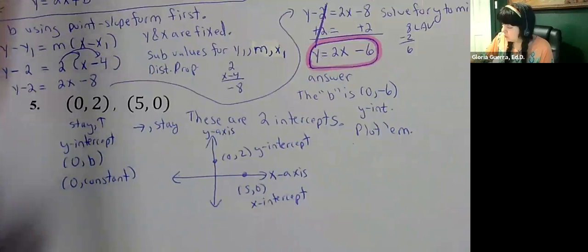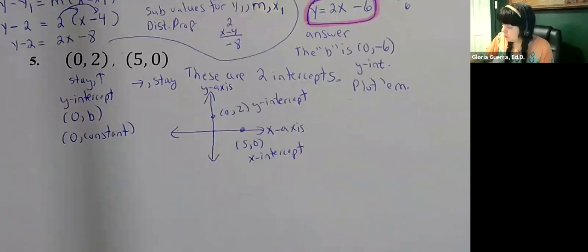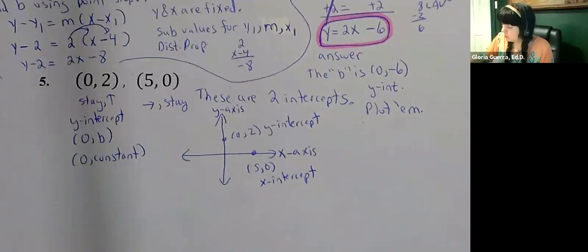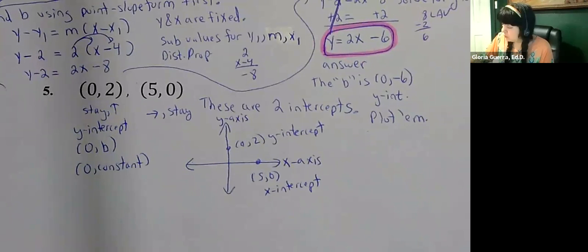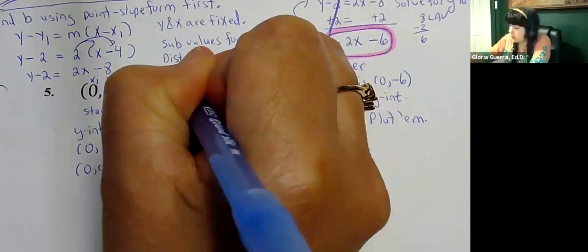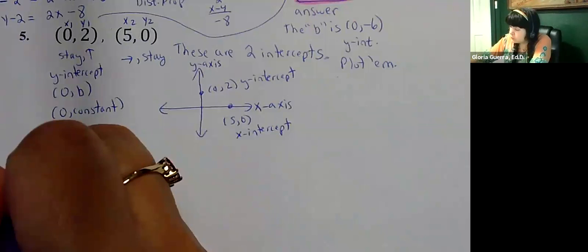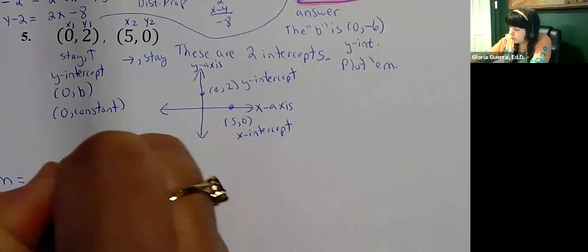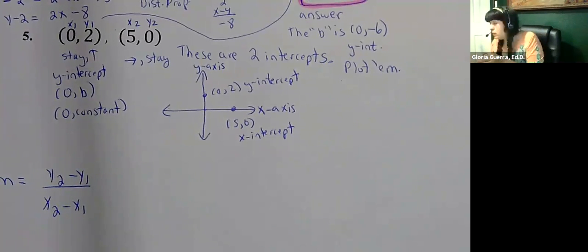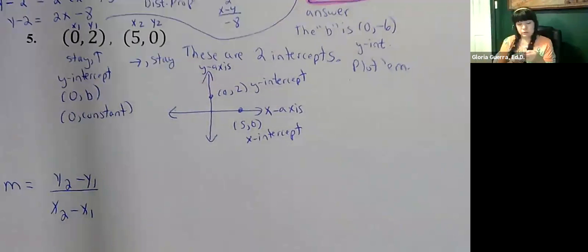Okay, so then what we should do, just like we did with number 4, is start by finding m. So I'm going to call these x1, y1, x2, y2, and then we're going to find m, y2 minus y1 over x2 minus x1. I'll give you a minute to plug those in and see what your m is.